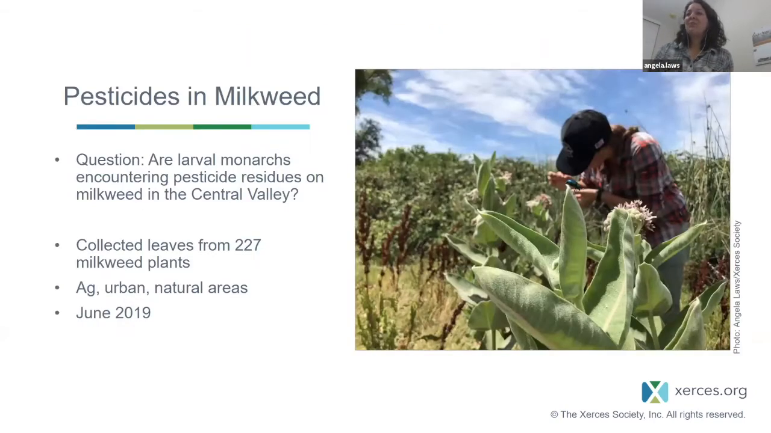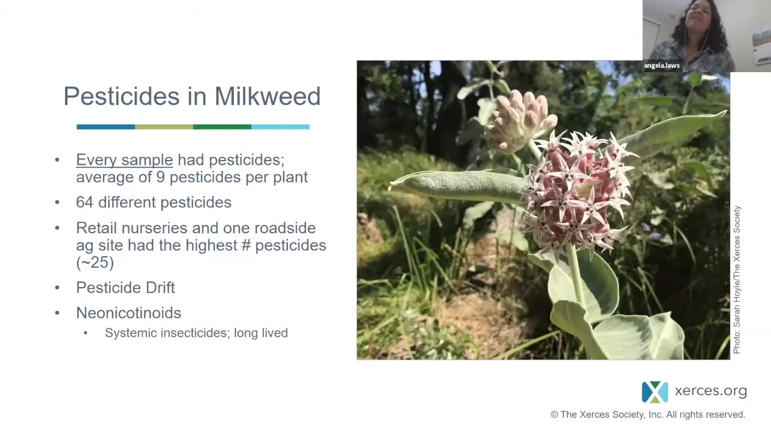I'm just going to talk quickly about pesticides for those of you who've been in meetings before with me and wonder why is she always droning on about pesticides. This is why. So we did a study in 2019. We wanted to know if the monarchs in the Central Valley were encountering pesticides in the milkweed that they eat. So again, milkweed is their host plant. This is showy milkweed. So we collected leaves from 227 different plants in different landscapes, with ag landscapes, urban and natural areas. What we found was that every single sample had pesticides, every single plant.